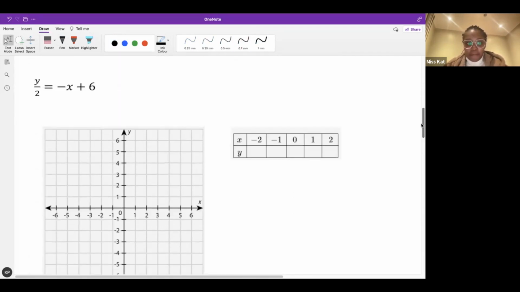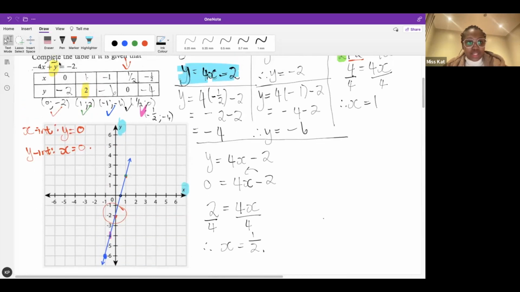Look here. X-intercept, y is 0. Y-intercept, your x is 0. So they're just opposites of each other, vice versa. Yes, there. So this is a nice summary to remember.